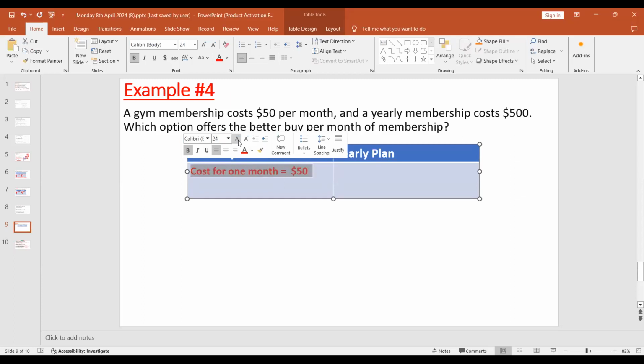Do you understand that? Yes, sir. Okay, good. All right, next we have the yearly plan. If you're trying to figure out the yearly plan, what is the cost of 1 month on the yearly plan?